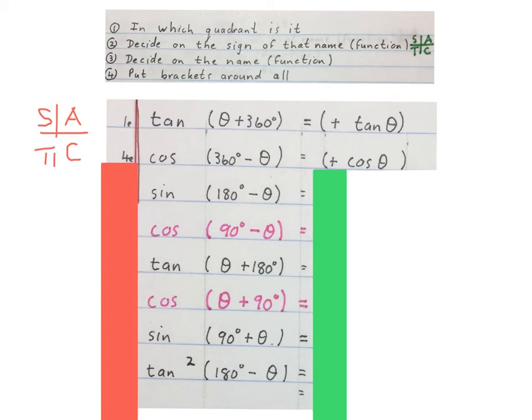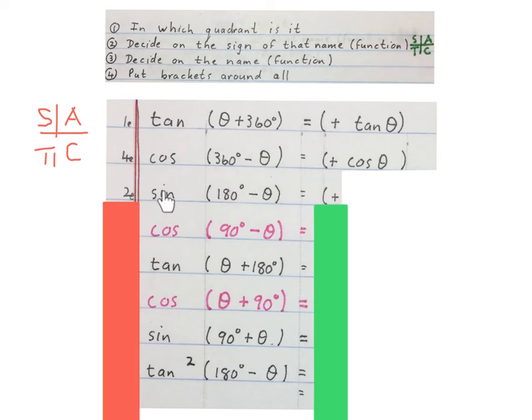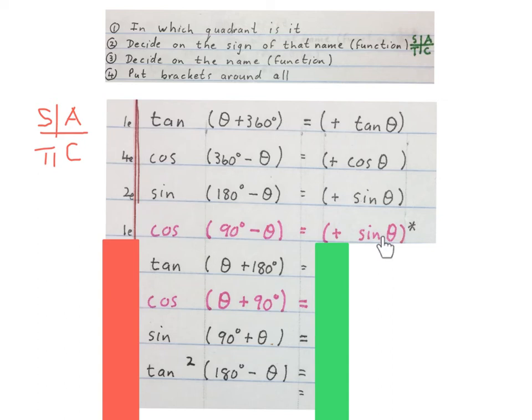Next one, sine 180 minus theta. I'm in the second quadrant. Sine is positive there. Keep the name. Next one, cos 90 minus theta. We are in the first quadrant. Cos is positive in the first quadrant. And I changed the name because there's a 90 and a theta together.